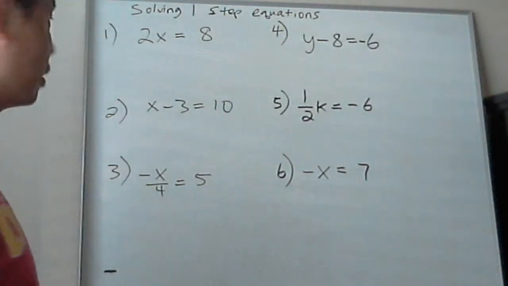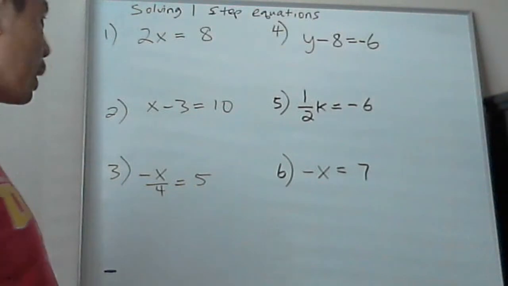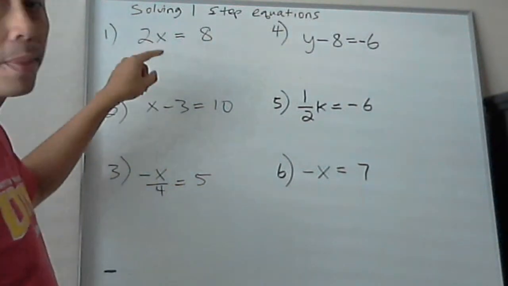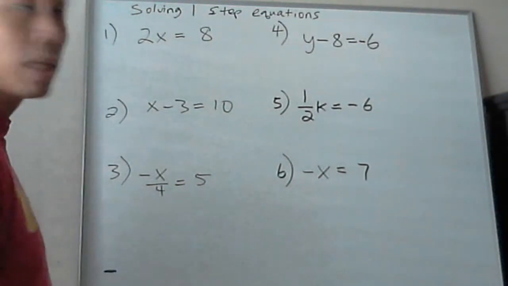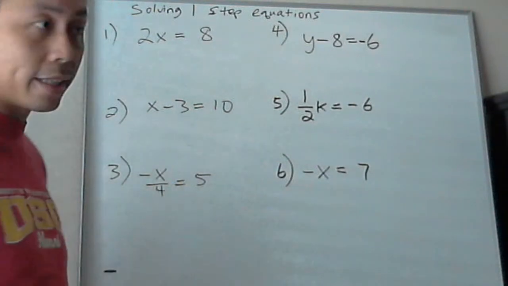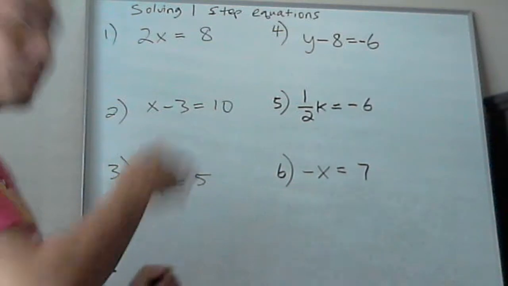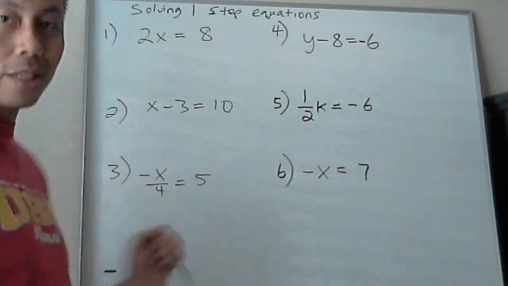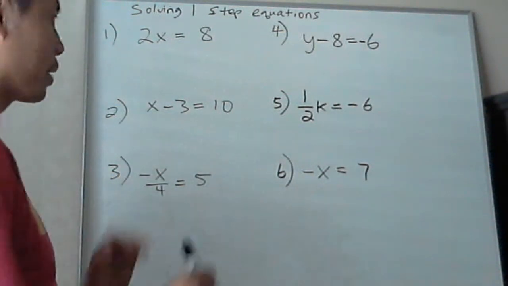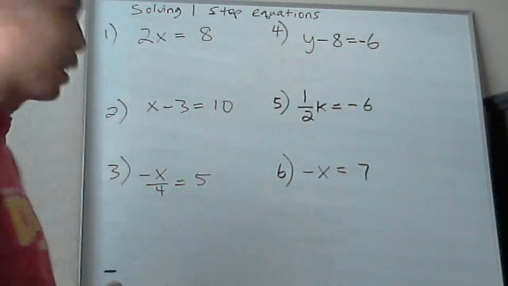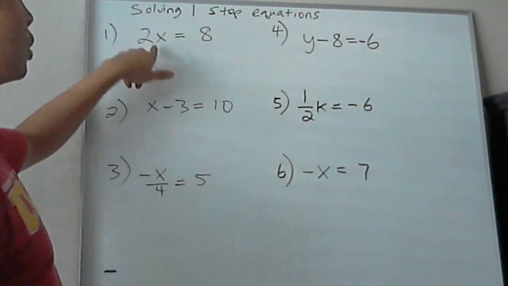2x equals 8. When you're doing algebra, you always try to do the opposite of whatever the sign is. If it says addition, then you're subtracting. If you're multiplying, then you're dividing. If it's negative, you do negative again to get rid of it. You always do the opposite to cancel the other side. Okay, so 2x equals 8.